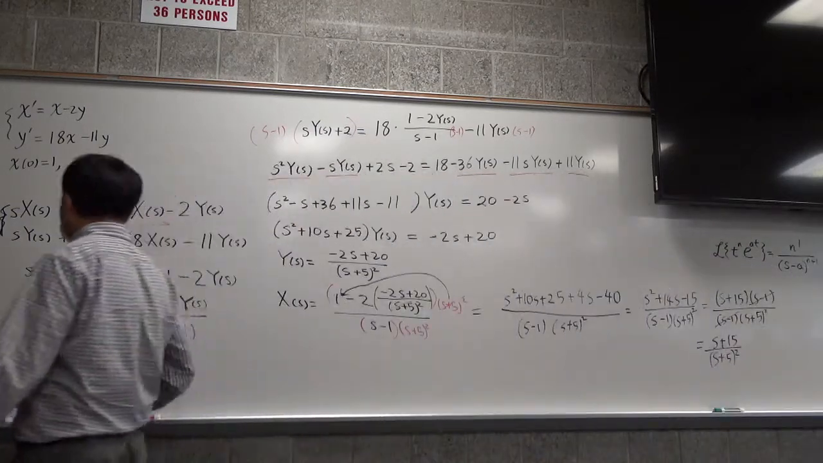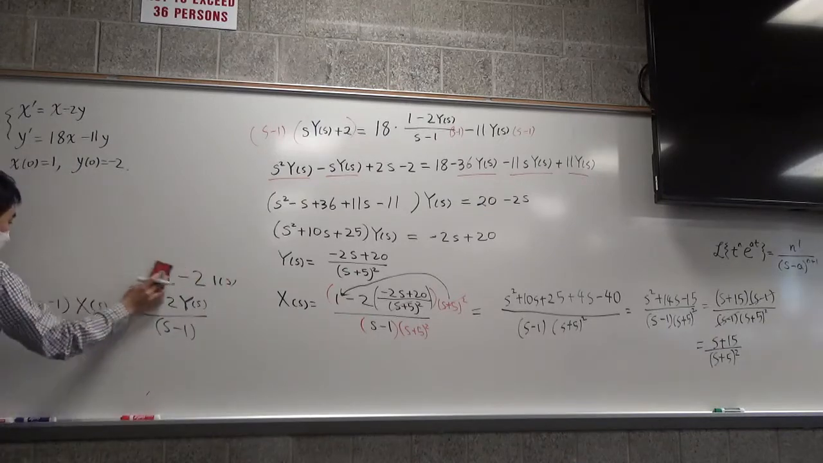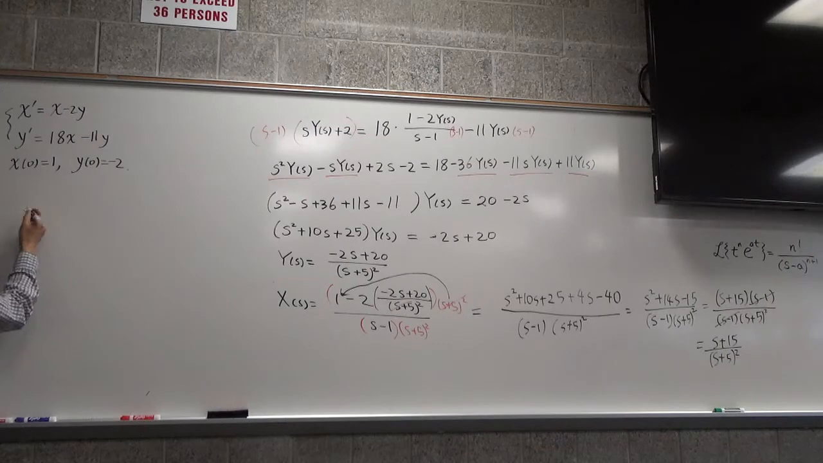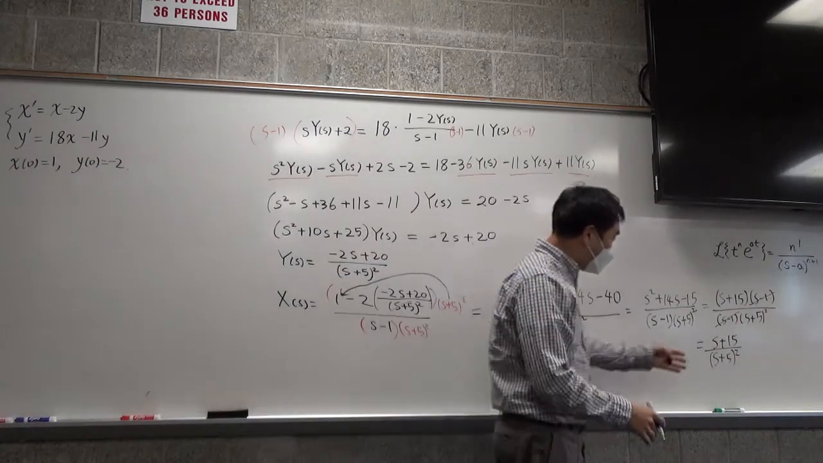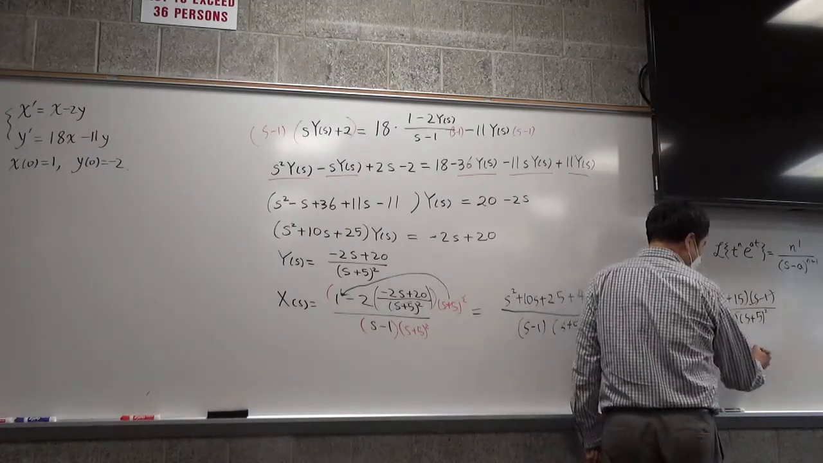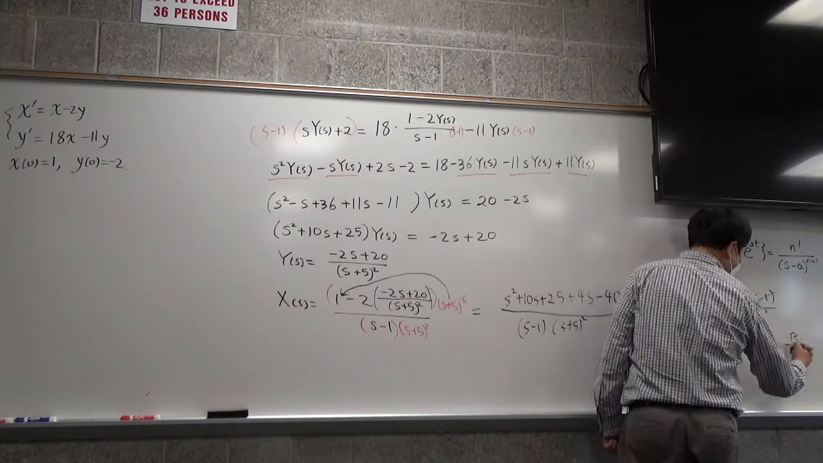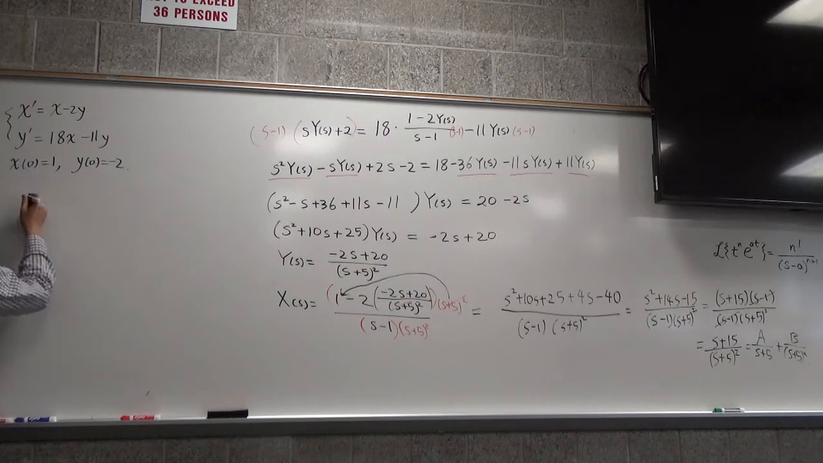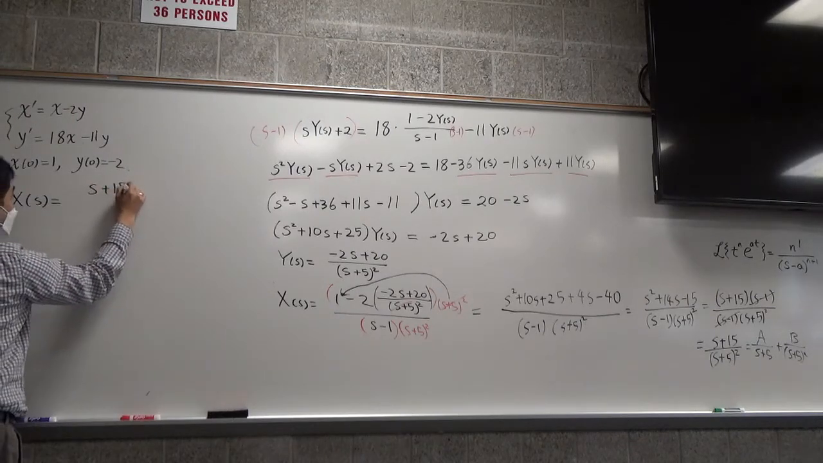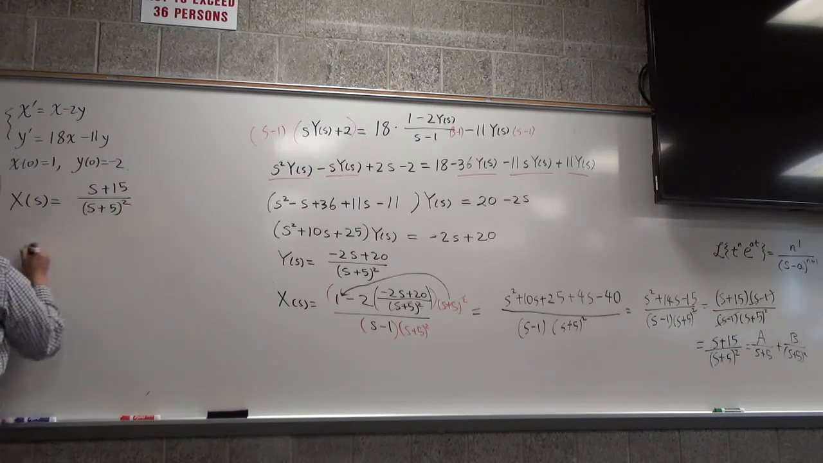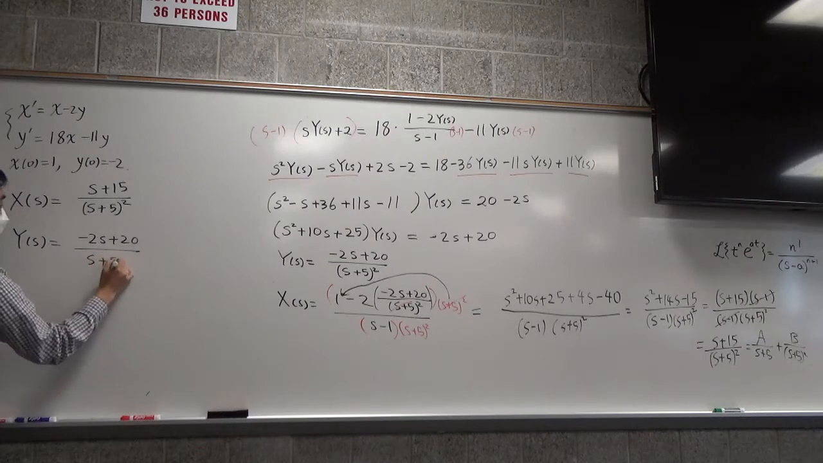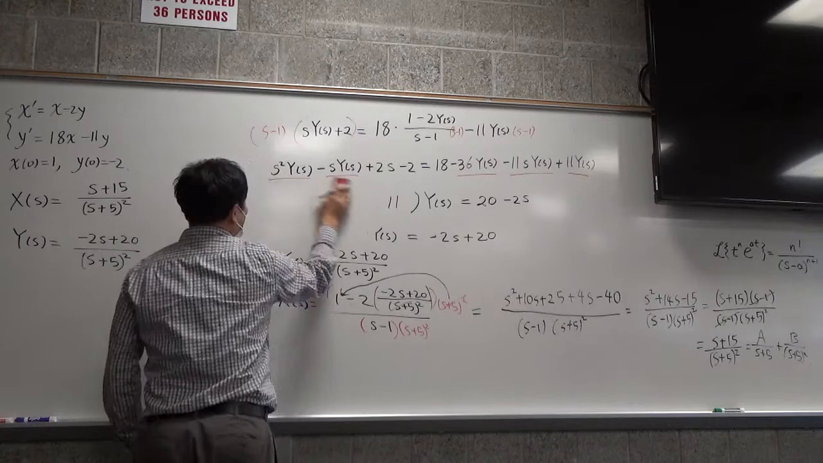Okay, so that gives us the x of s and y of s, and now we have to figure out how to invert it. So let's just copy it and we'll erase everything. And by the way, as I do that, try to see if you can actually find the partial fraction expansion. This should be what? A over s plus 5, and then b over s plus 5 squared, right? Try to find a and b. Get to work. Let me copy that, and then I'll start working. So s plus 15 over s plus 5 squared, y of s equals to negative 2s plus 20 over s plus 5 squared.